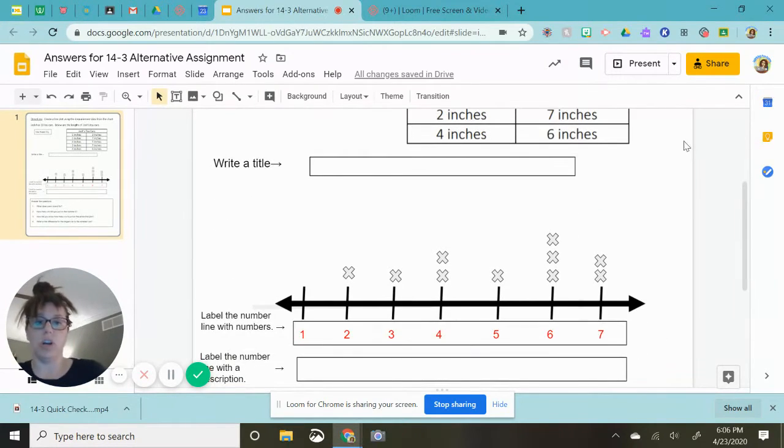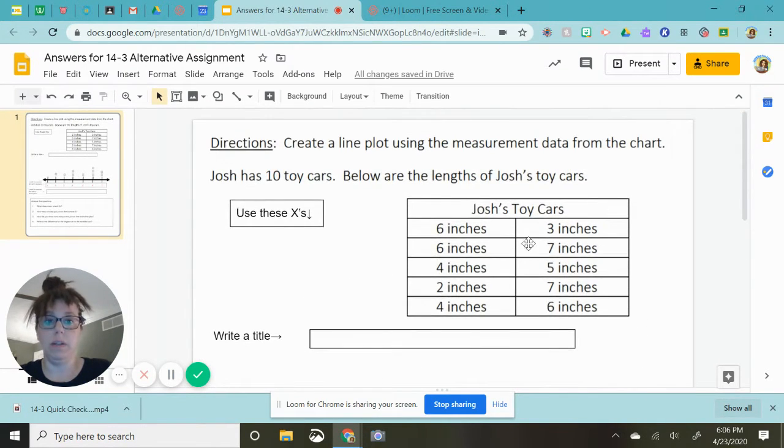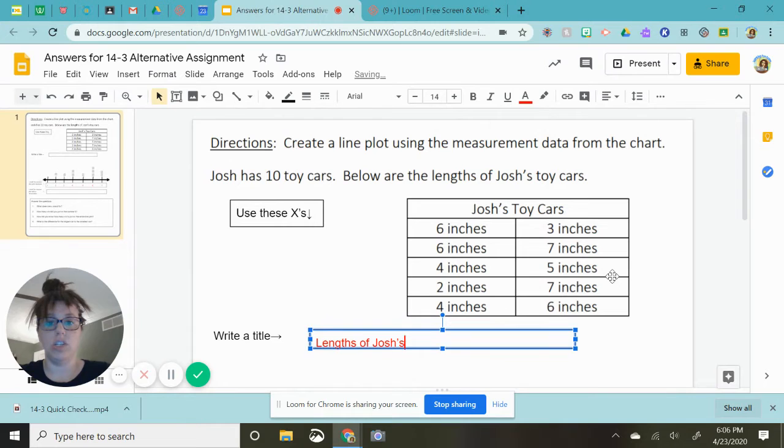So now I got my chart all done, and I need to give it a title. So what should be my title? Well, my chart right here has a title of Josh's Toy Cars. But what is it about the toy cars? So it's the lengths of the cars. It's how long they are. Lengths of Josh's toy cars. That would be your title.